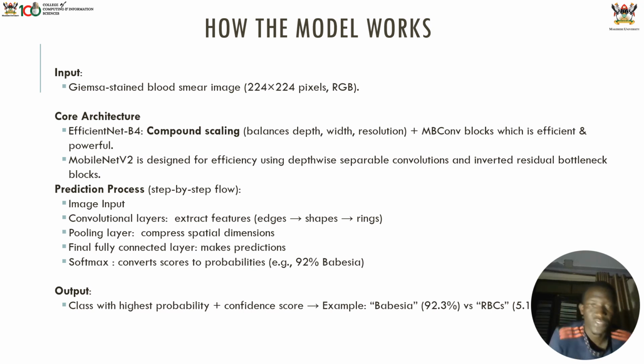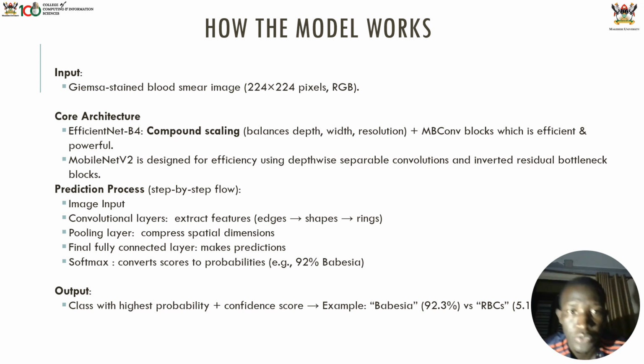This is how our prediction process goes. The first step is that the image is passed through the network as an input. Then the convolution layers extract the features progressively, from simple edges to complex shapes and then parasite patterns, as we move from one layer to another. Then you have the pooling layer, which reduces the spatial dimensions, making computation more efficient. Then you have the fully connected layer, which uses the features obtained from the average pooling so that we can make predictions. Then finally we have the softmax function, which converts the outputs into probabilities for each class.